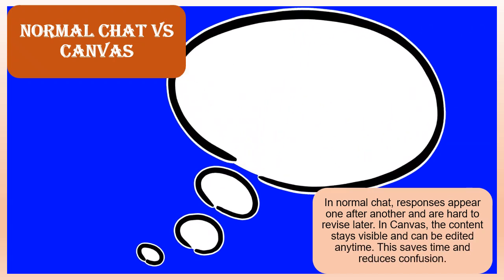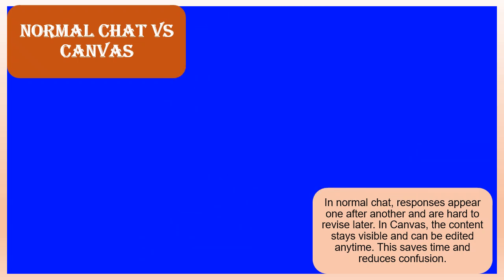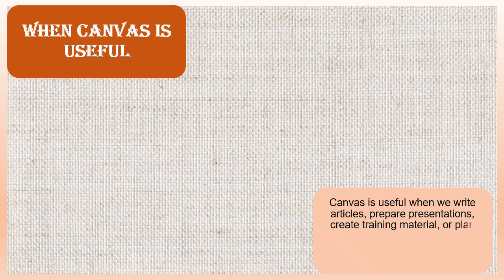When Canvas is useful. Canvas is useful when we write articles, prepare presentations, create training material, or plan social media content. It is best for any task that needs review and improvement.